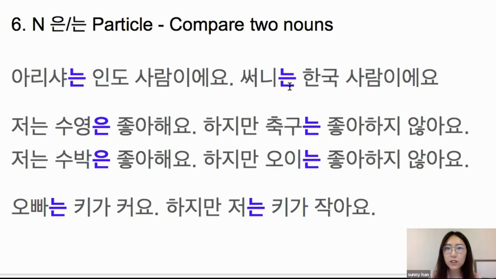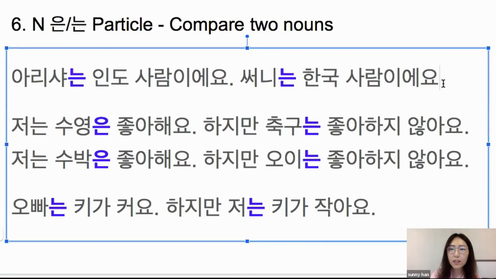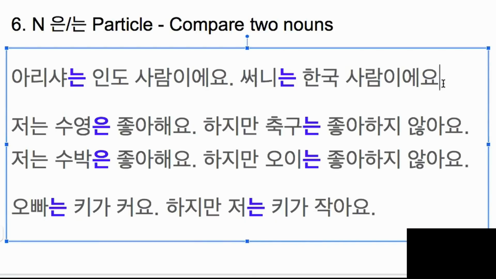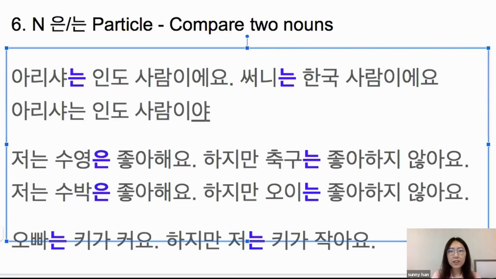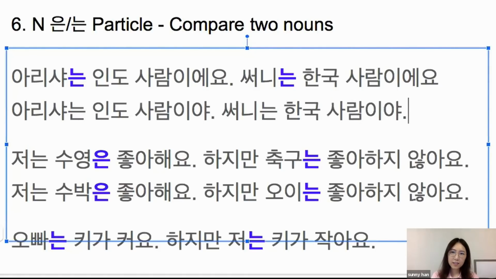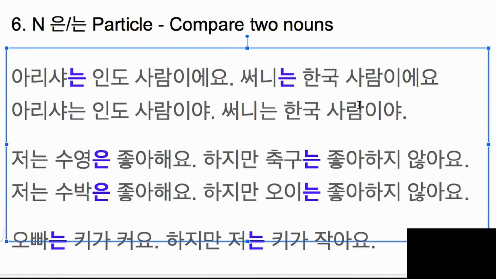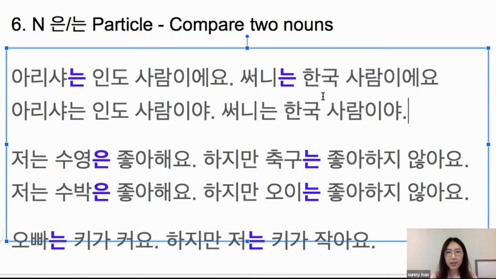Okay, so what about informal way for this phrase? 아리샤는 인도 사람이야. 써니는 한국 사람이야. Very good. 아리샤는 인도 사람이야. 그리고 써니는 한국 사람이야. Okay, this is informal way. Yes. What about if we use 한국인? Correct. It's okay. 한국 사람 and 한국인 are the same. 한국인이야.